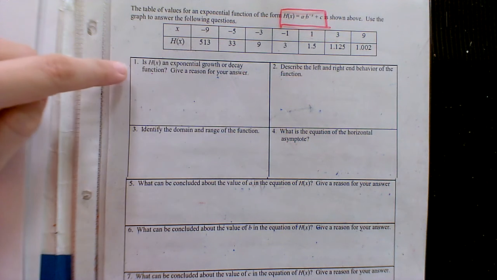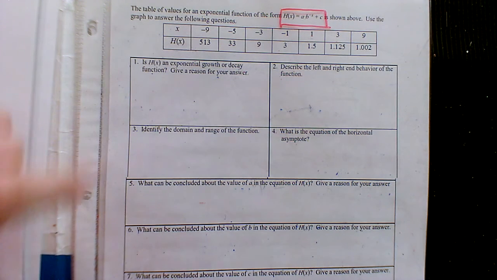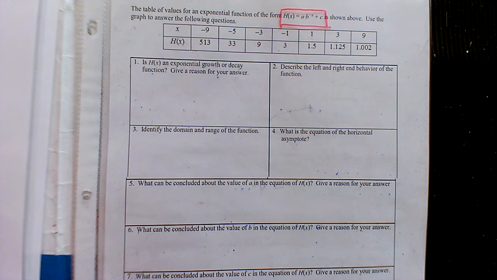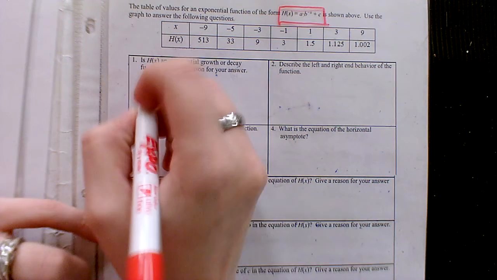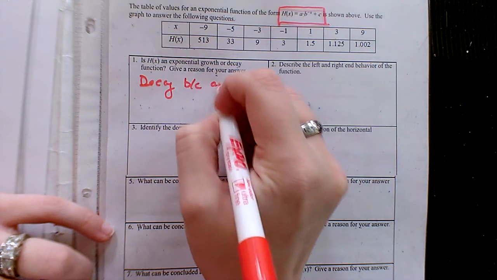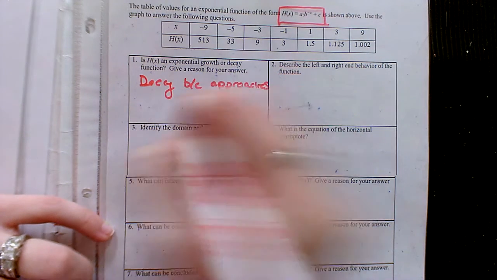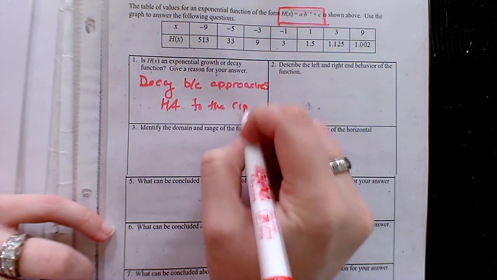All right, let's check it out. Taking a look at the table and paying close attention to the function they give you, do you think this exponential graph is growth or decay? What'd you write down? There we go. Decay because it approaches a horizontal asymptote to the right.